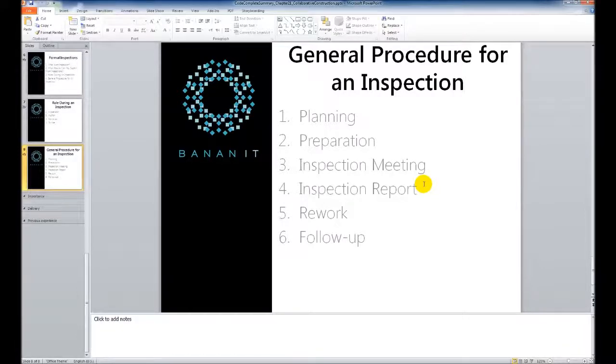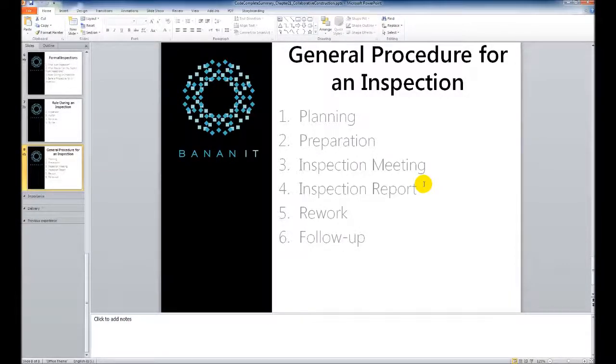The first of all is the planning phase. Well, in the planning phase, the author, the person who wrote the code, gives the design or code, the thing that is to be inspected, to the moderator, the person who's running the meeting. The moderator decides who will review the material and when and where the inspection meeting will be held.